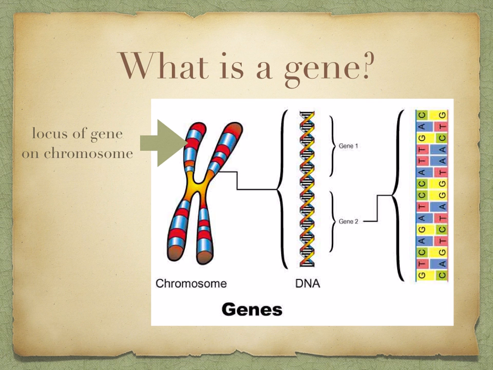Okay, just to recap on what a gene is. It's a section of DNA that codes for a particular protein. The position where it's found on the chromosome is called the locus. So here you can see the different colored regions represent the genes. And a gene is made up of a sequence of nucleotides, each with its own base.